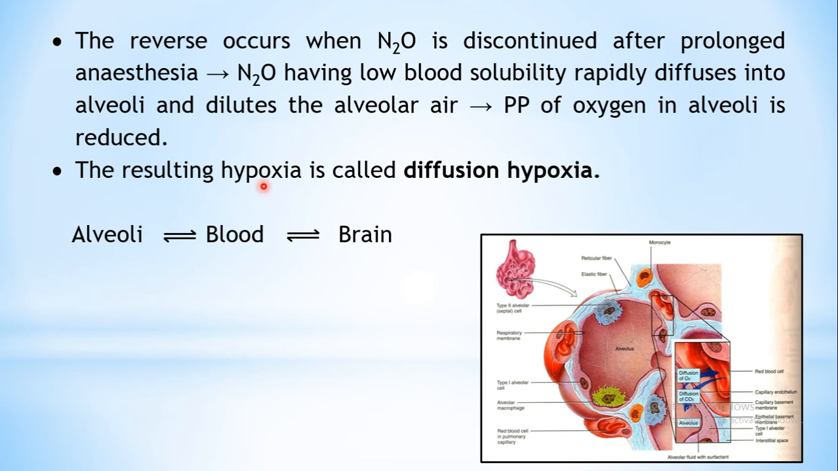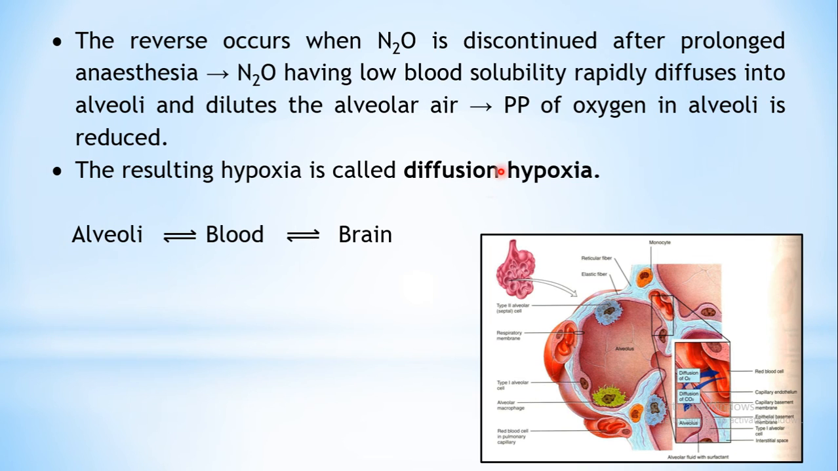Now why has this hypoxia been produced? Is the amount of oxygen less in the air? No, it is normal. Your breathing is also normal. But what has happened? Why has this hypoxia been created? That's because of the back diffusion of nitrous oxide into your alveolus. That's why it is known as diffusion hypoxia. This lack of oxygen is produced because of the diffusion of nitrous oxide from your blood back into your alveolus.